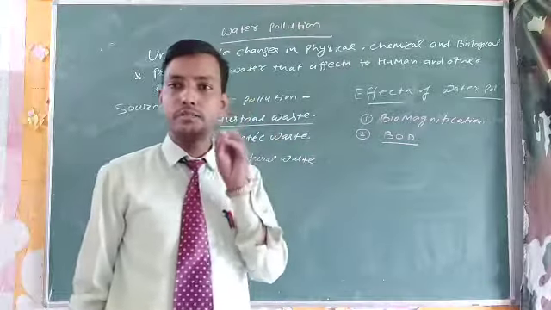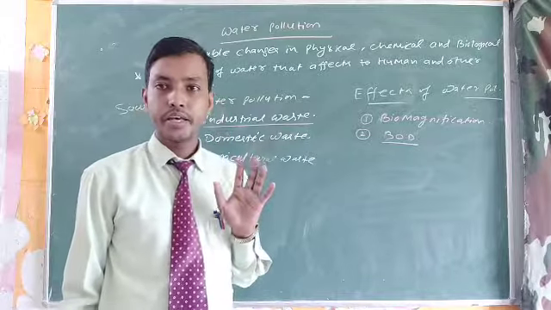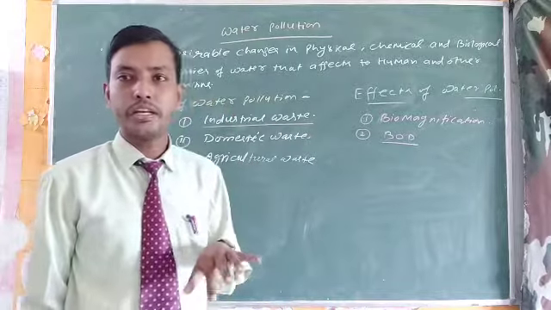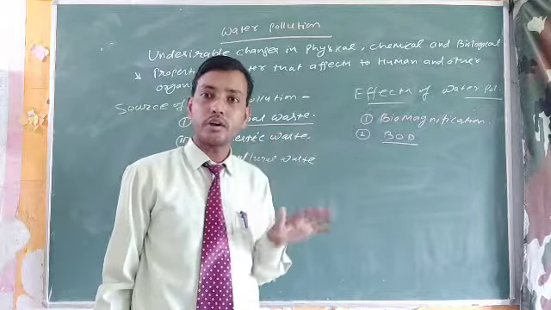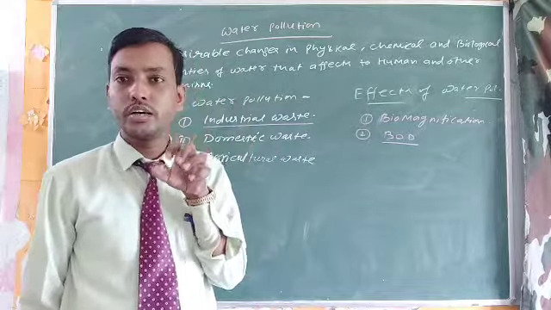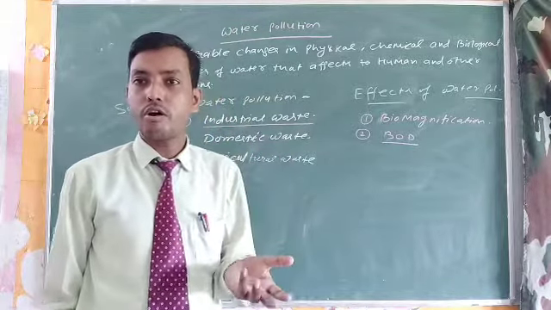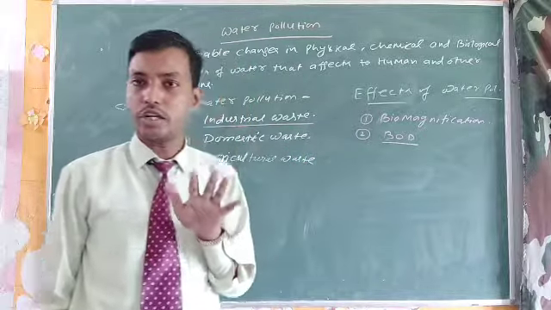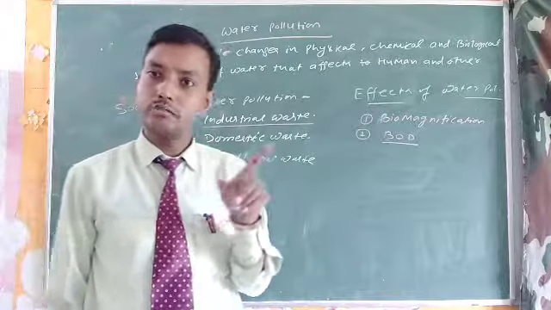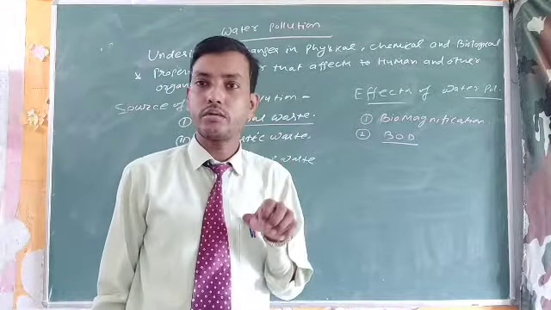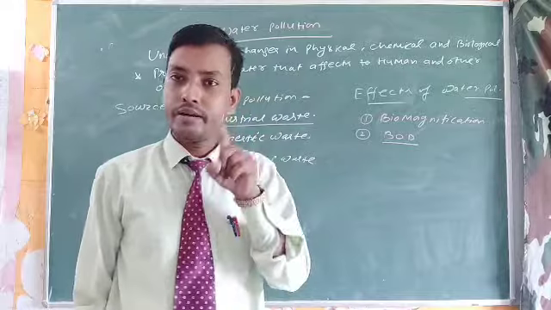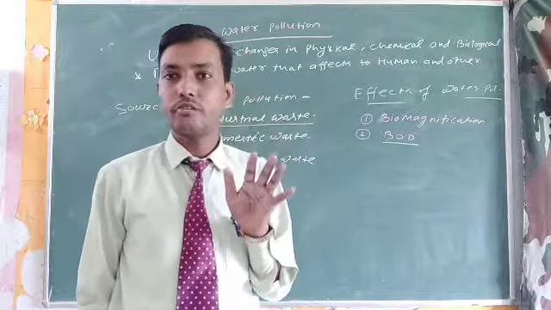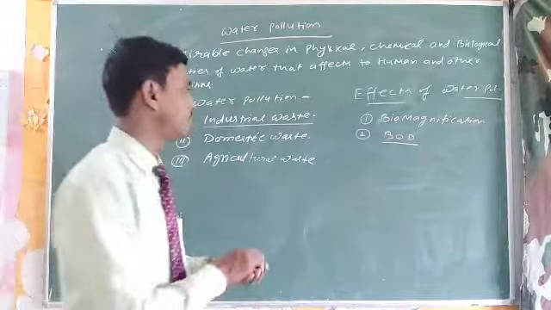BOD is also known as biochemical oxygen demand. If there is regular discharge of nutrients in the water, then what happens? The microbes grow rapidly in the water body, which consume the oxygen from the water, and the loss of oxygen in the water body causes biological oxygen demand. What is biological oxygen demand? The loss of oxygen in the water body. This problem is known as BOD, and BOD causes the death of aquatic animals as well as the plants.